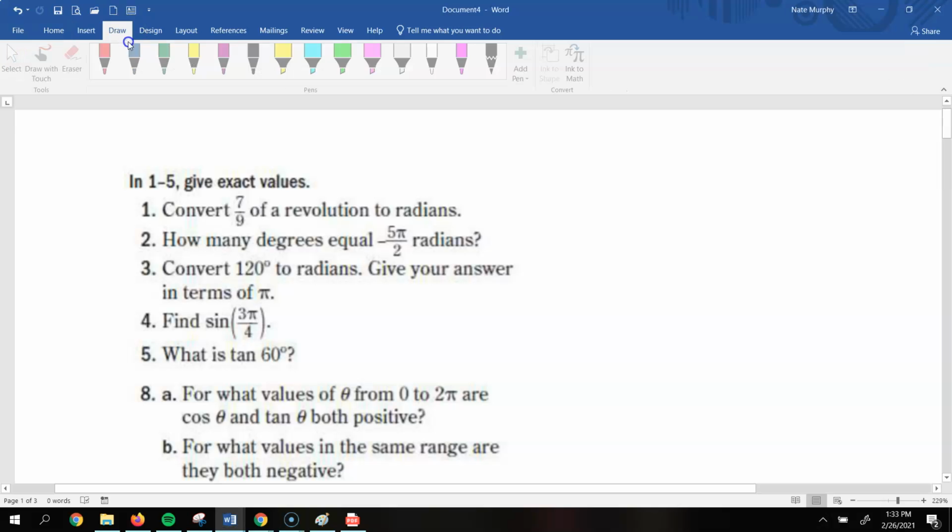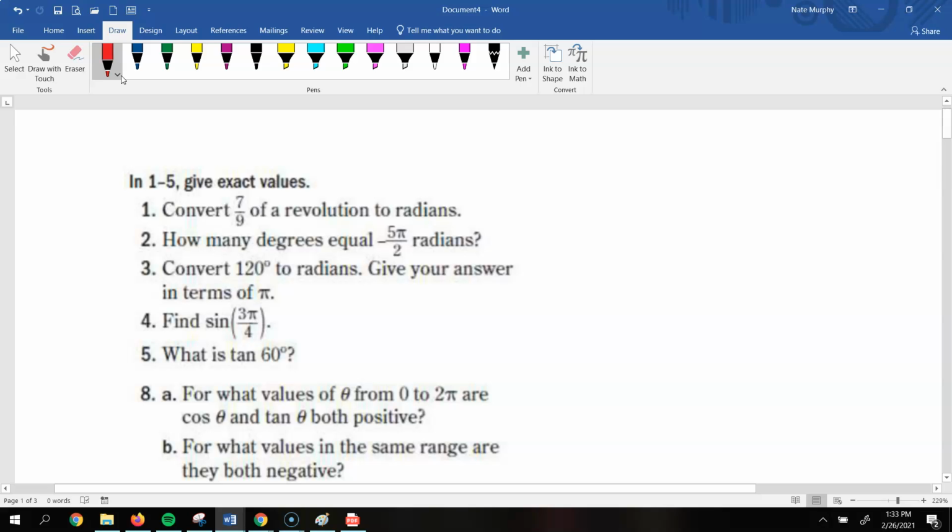And so remember that 1 revolution is 360 degrees or 2 pi radians. And so for this one, I would just take 7/9 times 2 pi. And there's nothing I can reduce between the 2 and the 9. So then when I do that, I would just get 14 pi over 9, and just double check, there's nothing to reduce there. So that would be my answer, just 14 pi over 9.